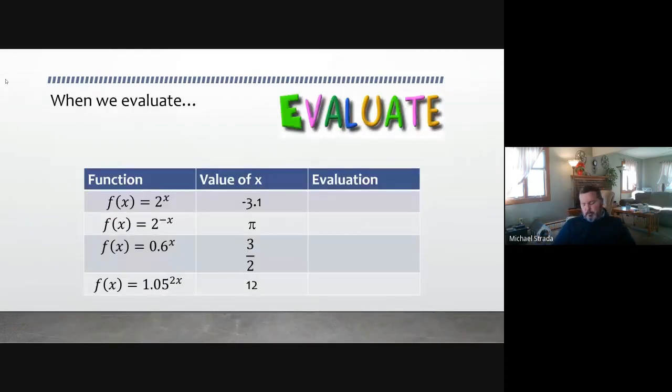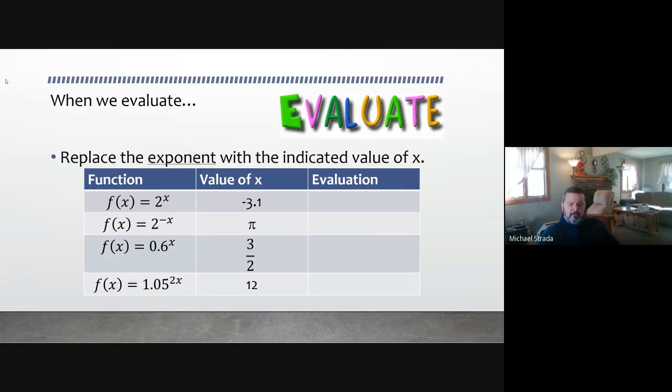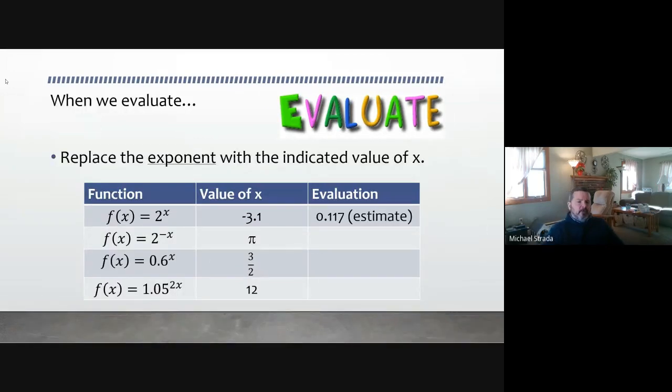All right, so part one is evaluating functions. When we do so, we're simply going to plug in for the value of x, whatever it gives us. All right, so you replace the exponent with the indicated value of x. So if I do 2 to the negative 3.1, I'm going to have 0.117. Notice when we raise a number to a negative exponent, provided that number is greater than 1, instead of increasing, it's actually going to decrease.